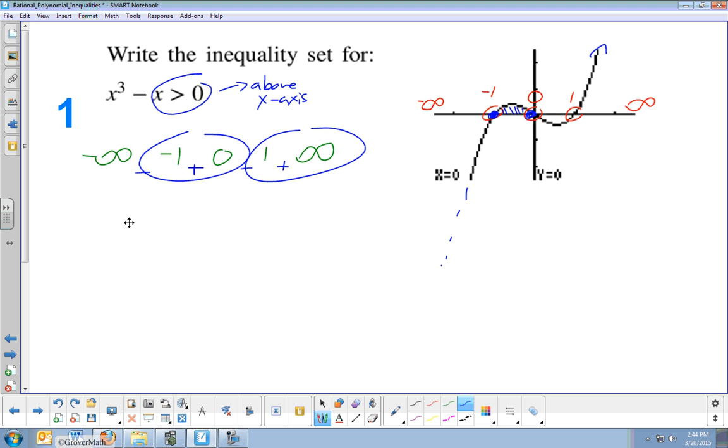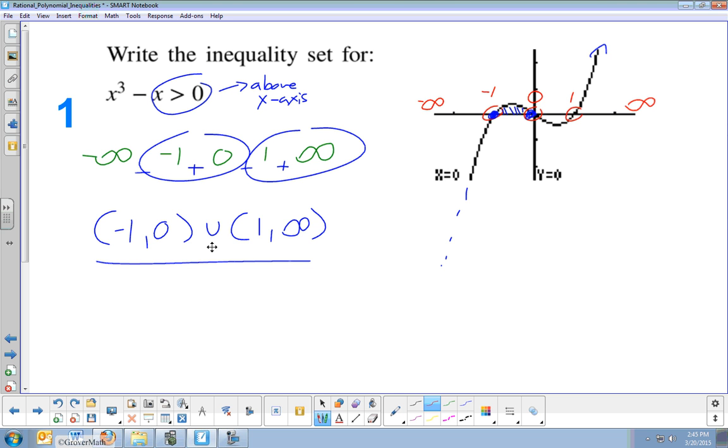So I'm going to write my final answer as parentheses, -1, 0, and I'm using parentheses because there's no equal to bar here. Otherwise, I'd use a bracket. We have our or symbol, parentheses, +1, comma, infinity. And infinity always gets a parenthesis no matter what. That's my answer. If the question had been a less than, then the interval would have been negative infinity to -1 or 0 to 1.